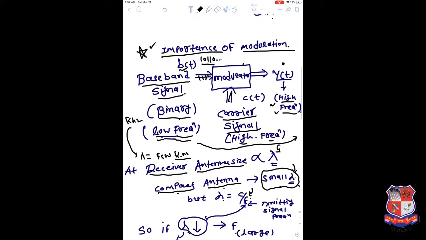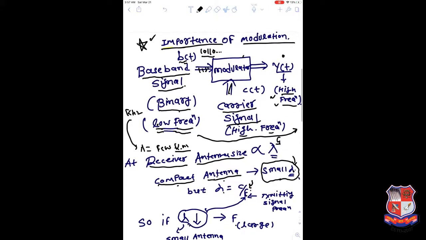Now here, the receiver antenna size is directly proportional to the wavelength of the signal, lambda.